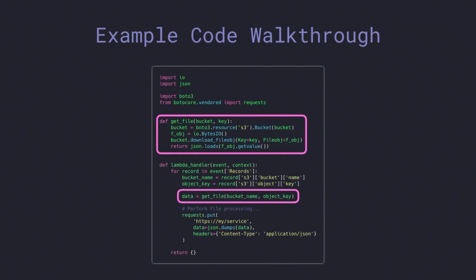So now inside my get file function, I'm using Boto3 in order to call out to AWS and then download that file from the bucket. I got the bucket name and the file name from the event object, so those got passed in here, and then I'm just using Boto3 in order to download it.